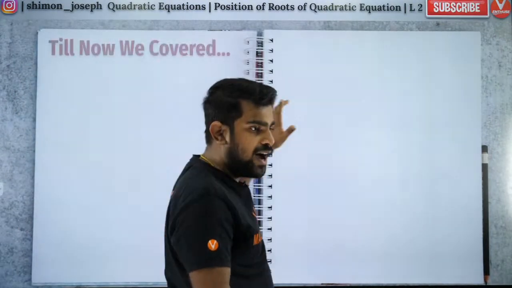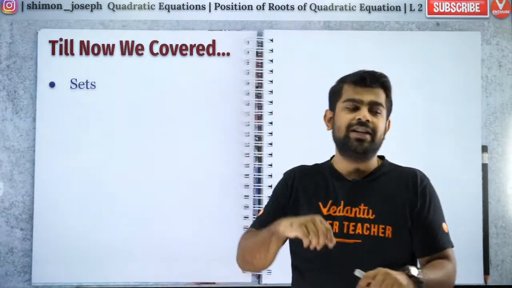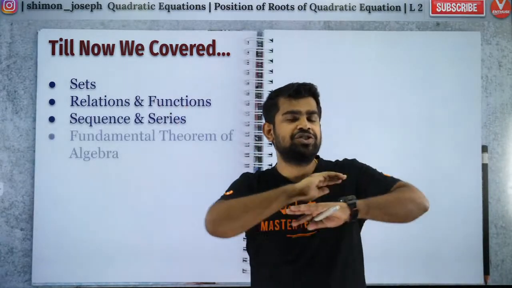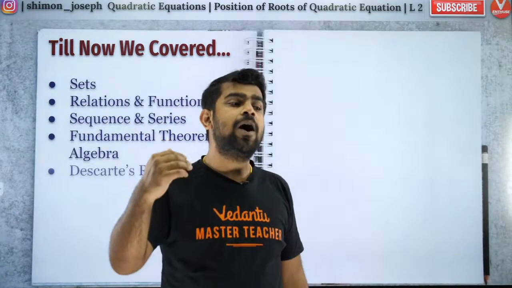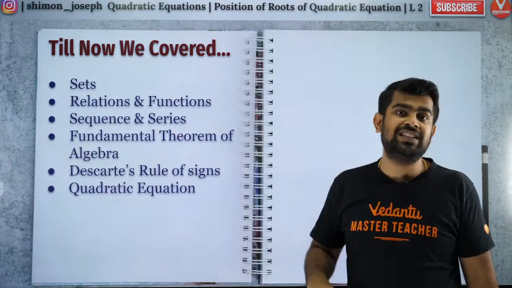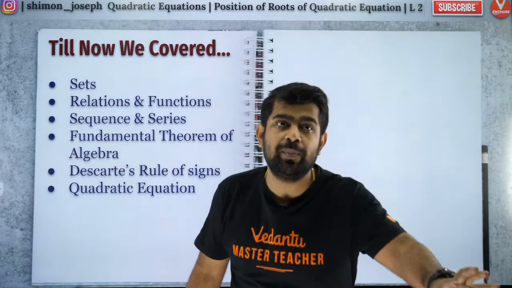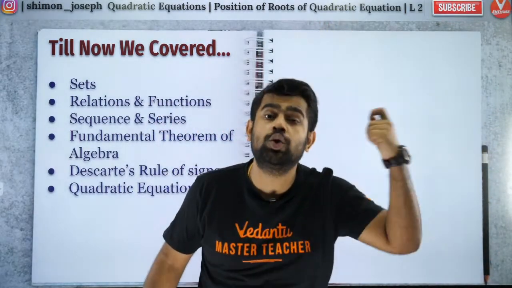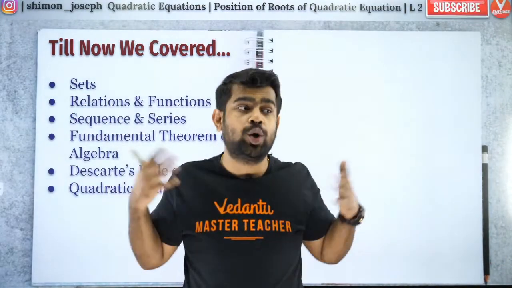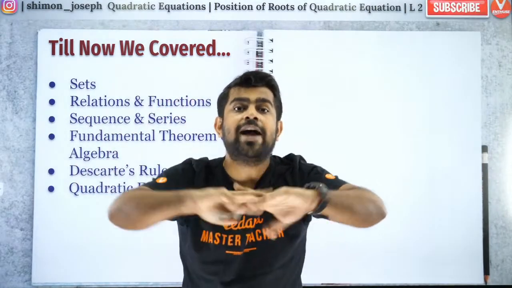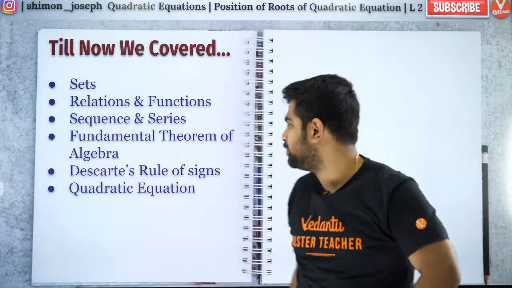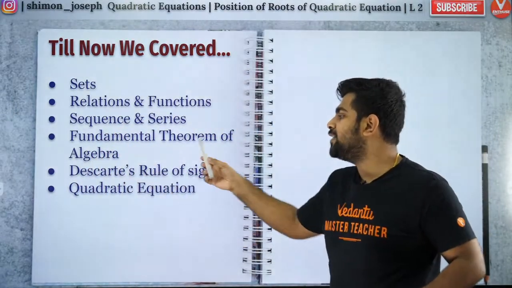So what have we done so far? So far we have covered set, relation, function, and then we also completed sequence and series. Full chapter, done. Now we started off with quadratic equation, where I taught you the fundamental theorem of algebra, which says that if you have a polynomial of degree n, then you will have n roots. Whether real or imaginary, I don't know. But together, I will have n roots for a polynomial of degree n. Are you all clear? Then we studied Descartes' rule of signs.